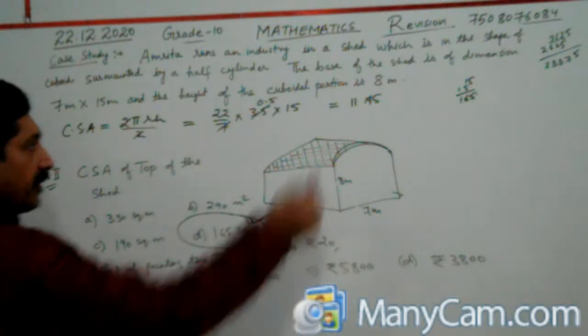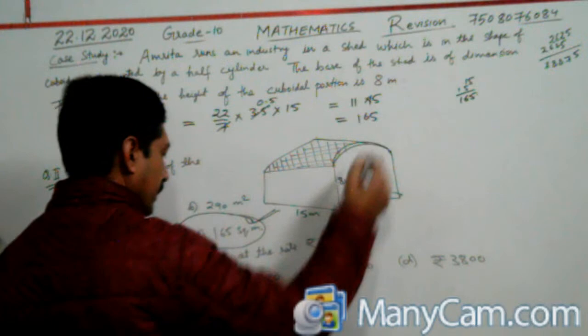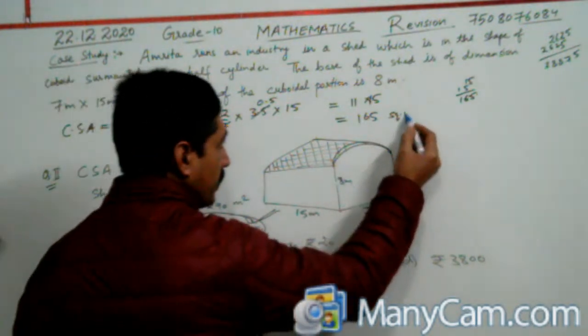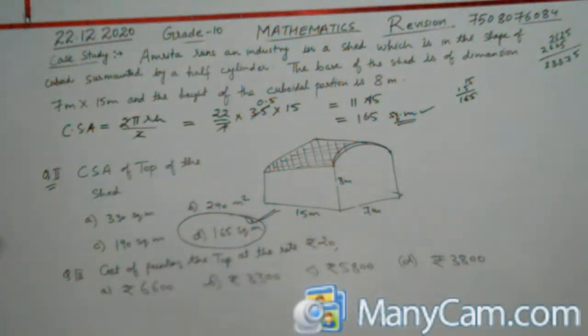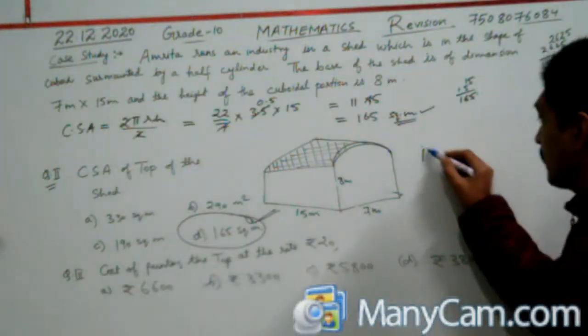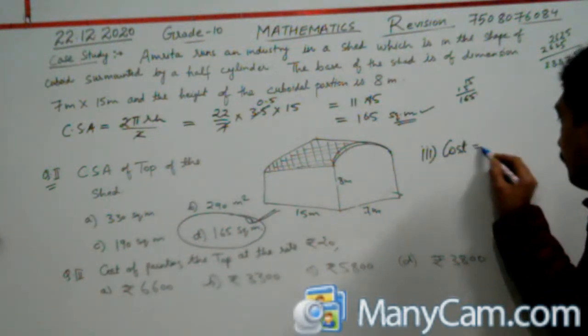165 is what? 165 square meters. Next one is the cost of painting the top. So cost of painting is simply the third question when our second question is right. Third part, the cost here.